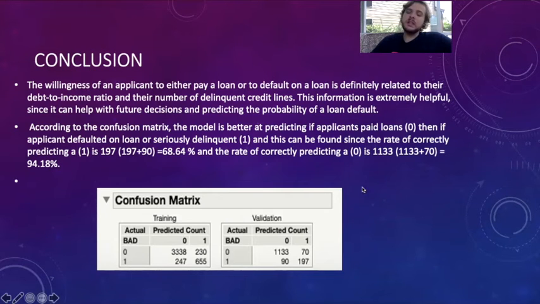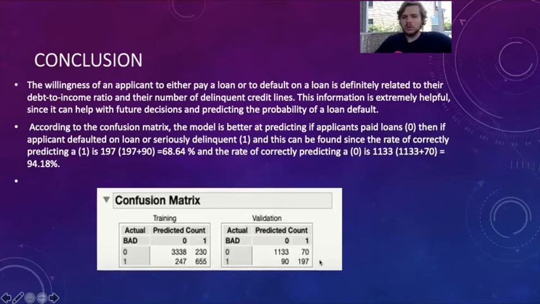And let's just take a look at the confusion matrix again, just to make sure that you guys can understand the model. So of course we are going to be looking at the validation, and the model is better at predicting if applicants paid loans, which is characterized by 0, than if applicants defaulted on a loan, which is characterized by 1.